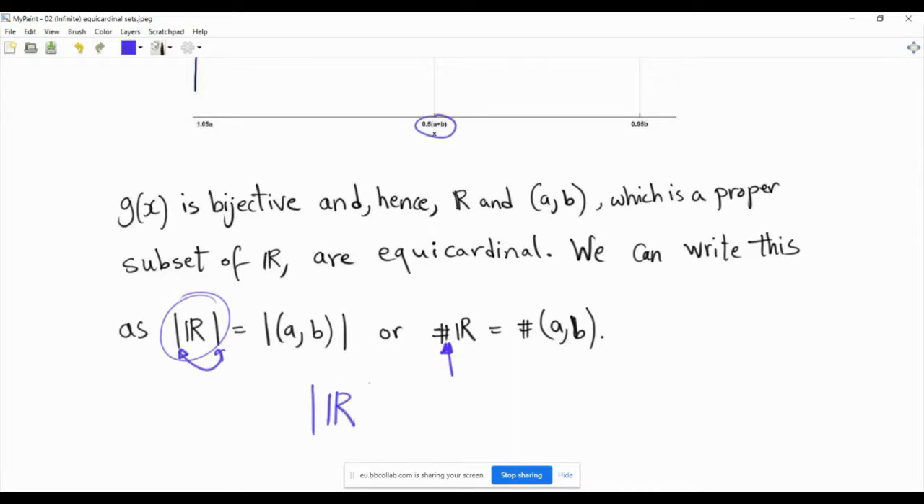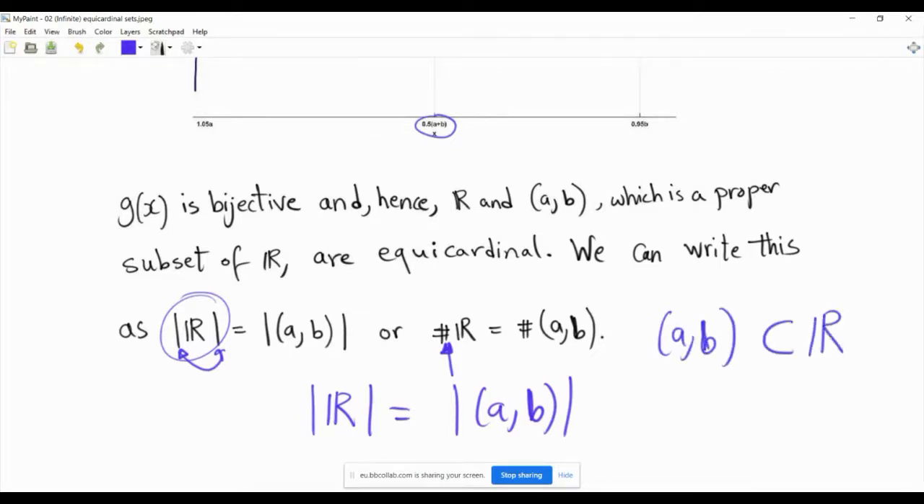So the cardinality of the real numbers is equal to the cardinality of the open interval from a to b, and this is not a so intuitive result. In fact, if you really think about this, you will find that it is somehow disturbing, because we know that AB is a proper subset of the real numbers. This is the real axis here, it goes from minus infinity to infinity, and here is A and here is B, and that's the open set AB. So it is part of the set of the real numbers.